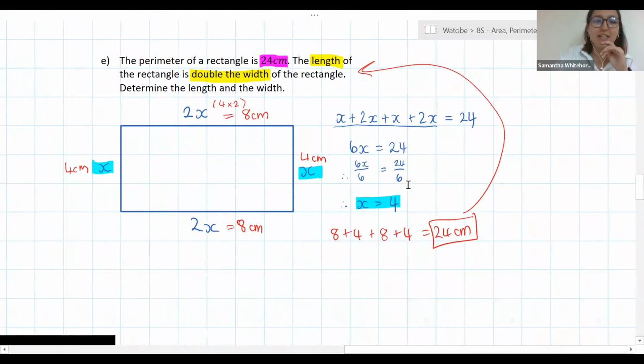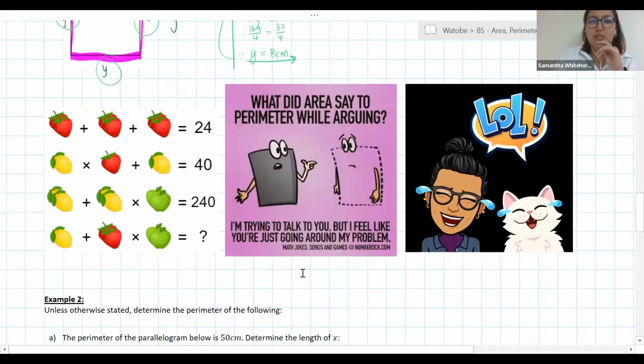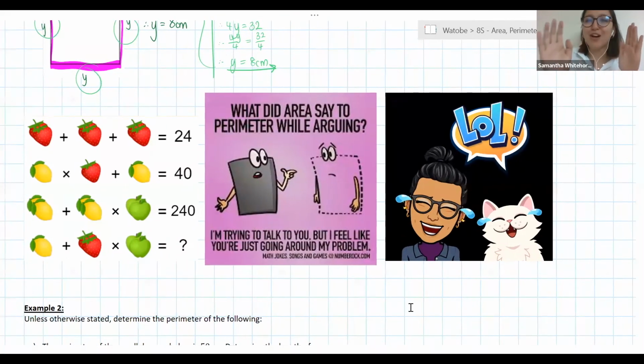Let us take a little break before we continue on with this fun journey. So here's our break. I even found a perimeter joke to link in with perimeter. Alrighty.